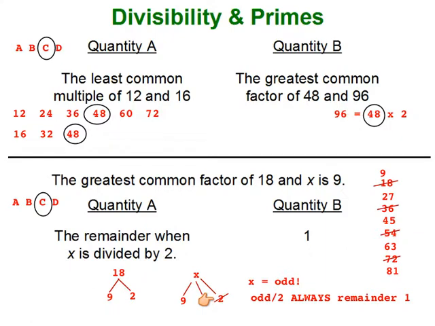And this is a really important recognition, that x cannot have a 2, because if x has a 9 and a 2, then it's going to have a factor of 18. And that's not possible in this scenario, because the largest common factor needs to be 9. So what this tells us is that x has no 2's in it. And if x has no 2's in it, it must be odd. And anytime we divide an odd number by 2, we're always going to get a remainder of 1.